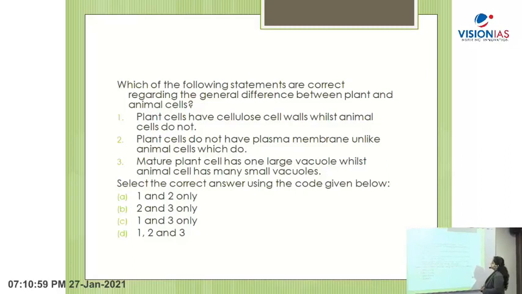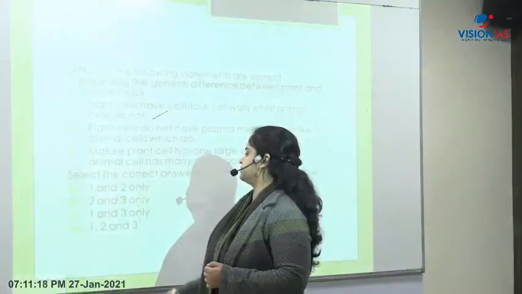First statement says, plant cells have cellulose cell walls whilst animal cells do not. This is correct. Plant cells have cellulose cell wall, animal cells do not have cell wall. Now see their specificity. They've not just asked cell wall, they've also asked what the cell wall is made up of. So first statement is correct.